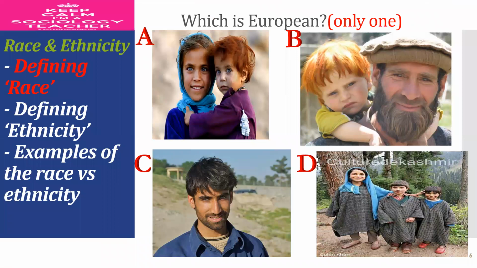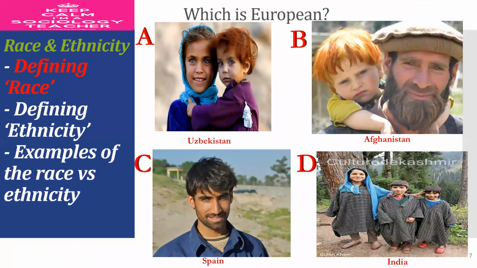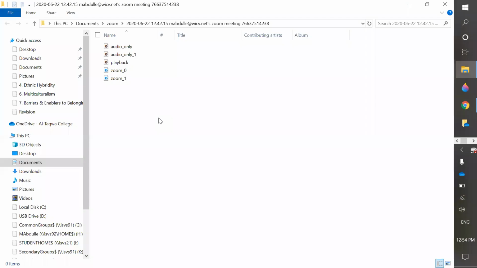We did this activity where we said, which one of these people is European? We have all these people that all look like they're European, right? But they're actually from all over the world. And we found that only one of them was European and the rest were not.